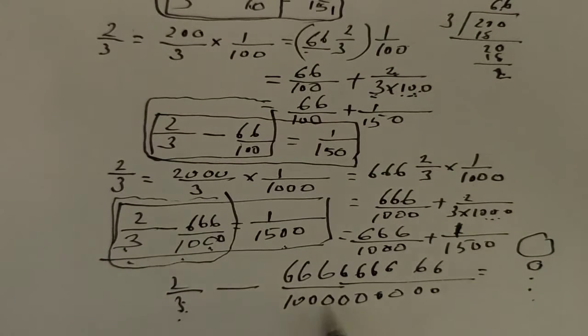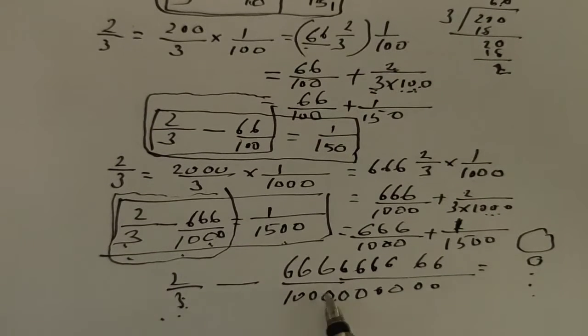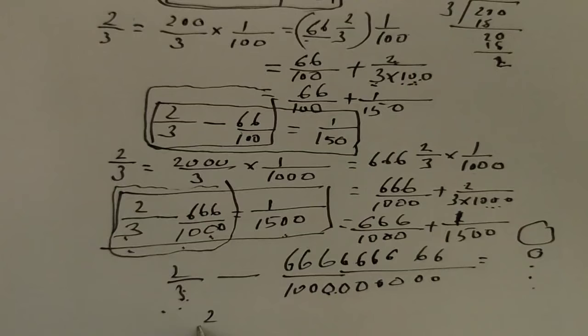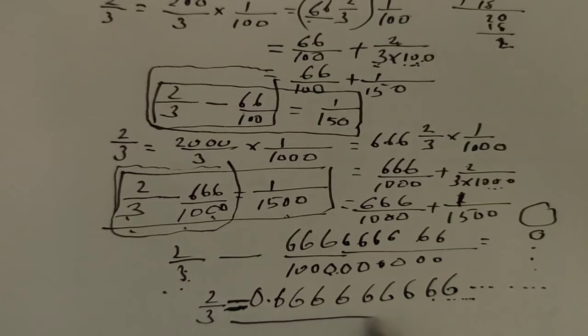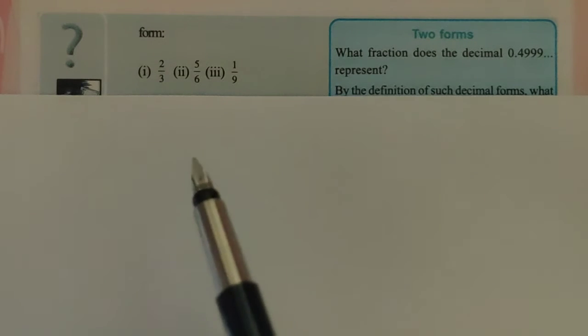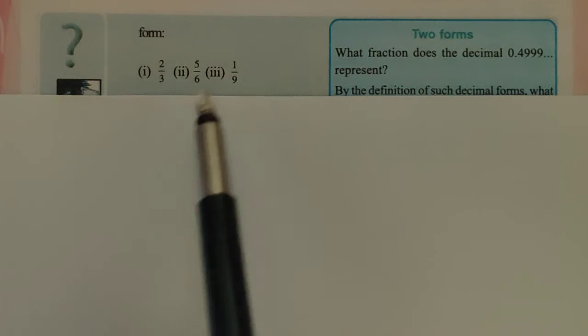Therefore, there is no difference between these two. That is why we can see the value of 2 by 3 is equal to 0.666666666, etc. How many 6s will exist? This equality will be very clear when we increase the number of 6s here. Therefore, 2 by 3 has a decimal value 0.6666, etc.